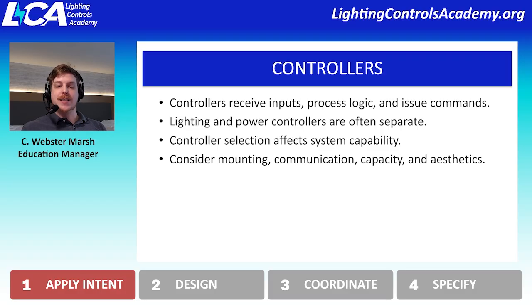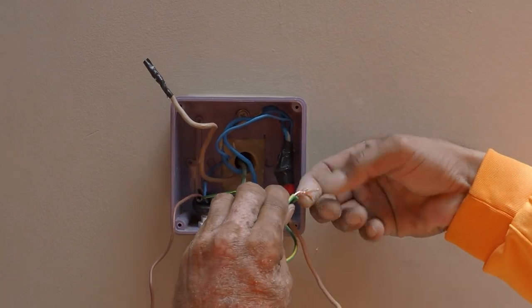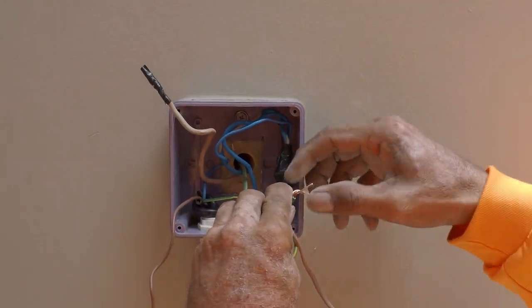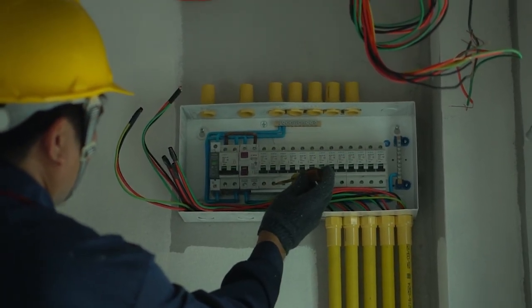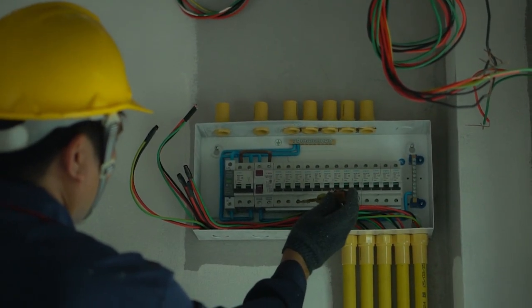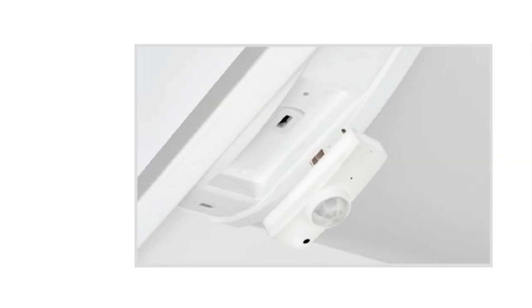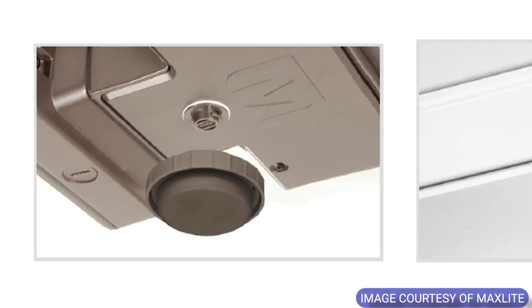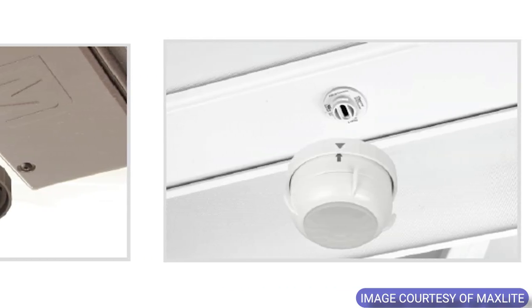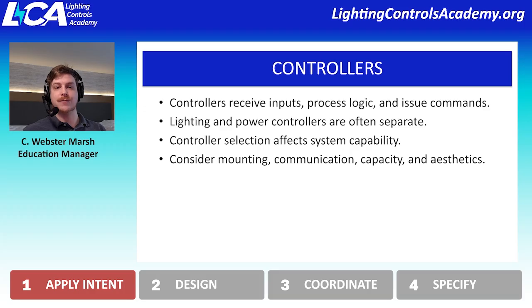Additionally, mounting, communication, capacity, and aesthetics. These are all important when thinking about the controllers, because some controllers are quite large and can take up panel-sized spaces on the wall and need to be in very specific spaces like electrical rooms, whereas some controllers are very small and can even be embedded inside of the luminaires. So that is an important piece of consideration for your controllers.